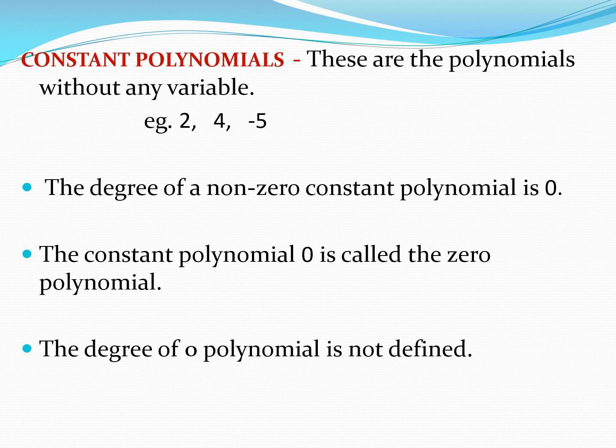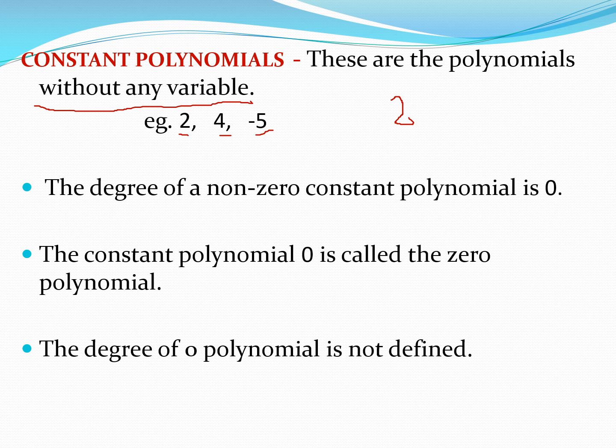Constant polynomials. These are the polynomials without any variable. Now here as example, I have written 2, 5 or minus 5. Let's first consider 2. Now 2 is a polynomial. It consists of one term only, so it is a monomial. Now in this term, there is no variable. That means it is a constant polynomial. So any polynomial without any variable is called constant polynomial. So 2 is a constant polynomial. 5 also, without variable, is a constant polynomial. Minus 5 also without variable. So it is a constant polynomial.